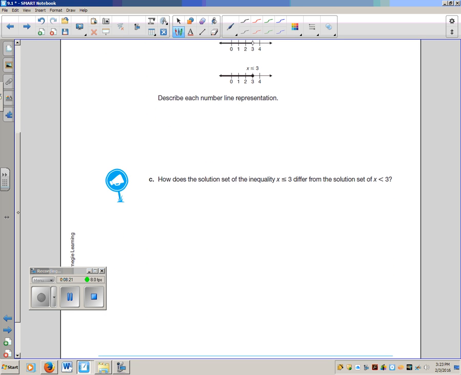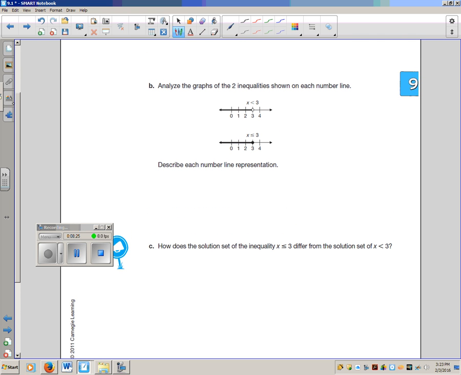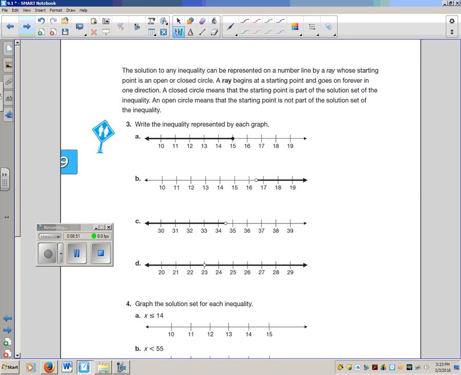So on the next page, it shows an example. X is less than 3. So right here, it's x is less than 3. Your circle has to be open on the number line. When it's less than or equal to 3, you close the circle. And then your arrow goes left on both of them. We'll practice with these. Turn the page.